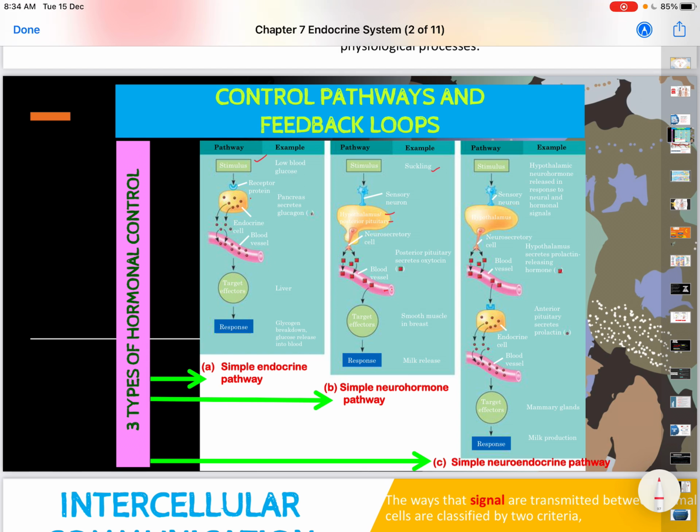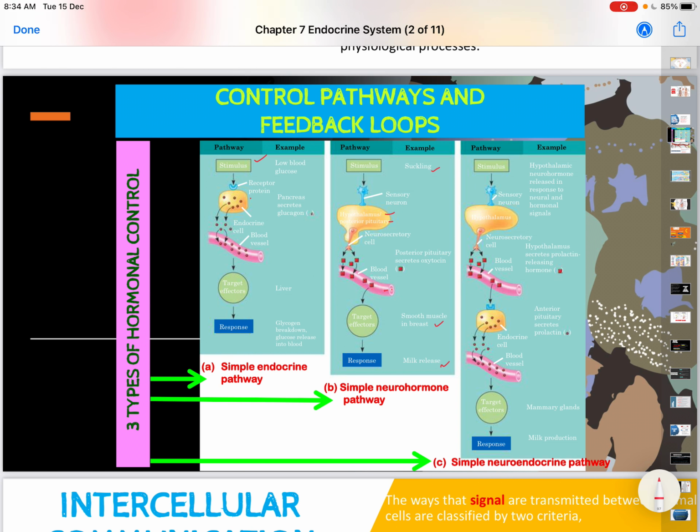This hormone will go to the target effector, which is the smooth muscle in the breast, and trigger the milk release. Okay, so that is the difference between the simple endocrine pathway, which only involves the endocrine glands, and the simple neurohormone pathway, which involves the neurosecretory cells.